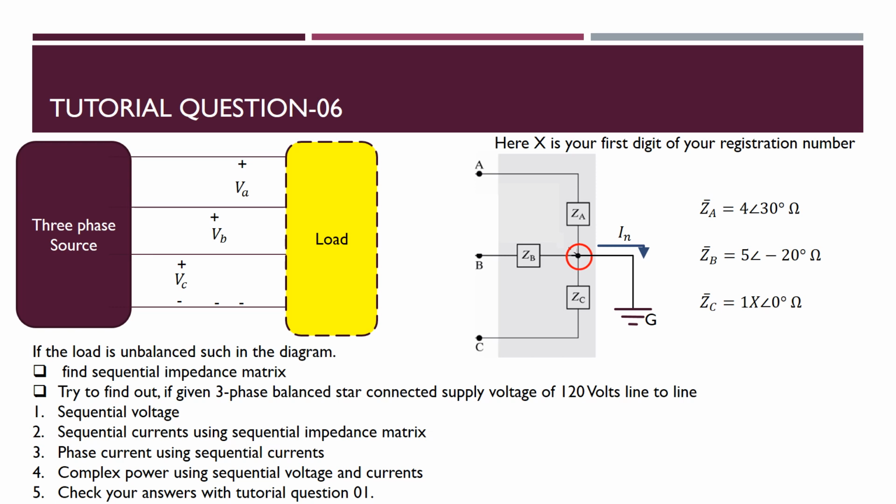I thought of giving you this question as an assignment, but let's try it as tutorial question number 6. You should find the impedance matrix, and try to find the sequential voltage and sequential current using the sequential impedance matrix, the phase current using the sequential components, and the complex power using the sequential voltages and currents. Check your answers. These are exact questions in tutorial number 1. So check your answers.